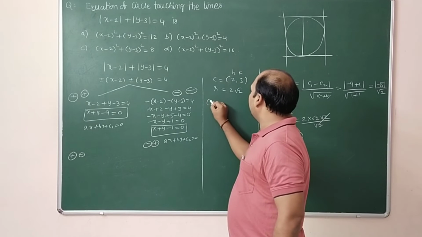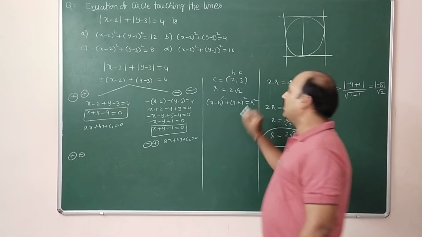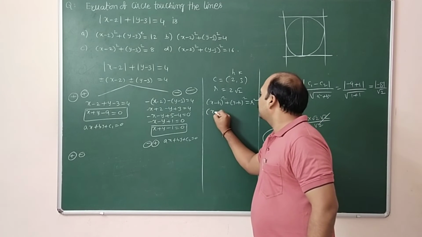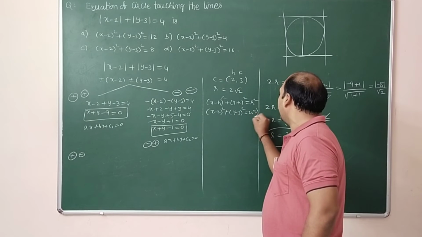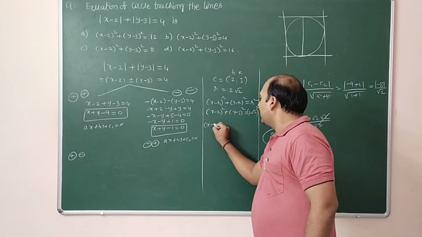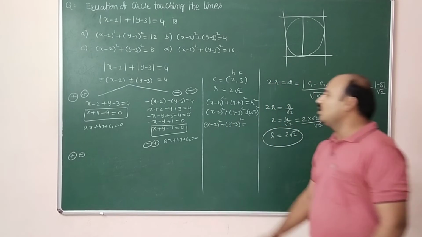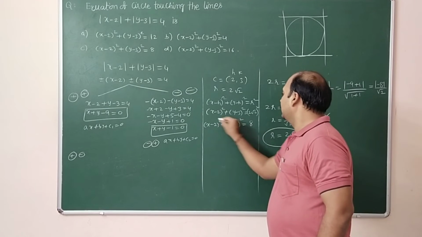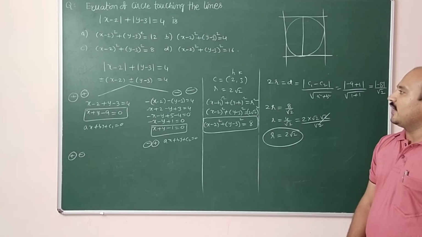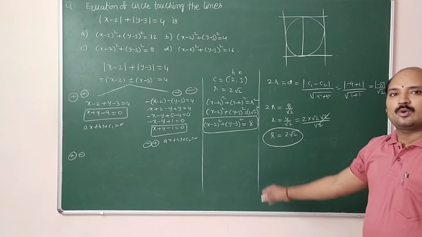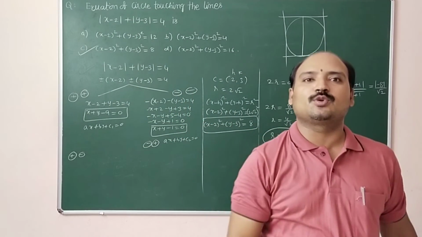Center h comma k: x minus h whole square plus y minus k whole square equal to r square. So x minus 2 whole square plus y minus 3 whole square equal to 2 root 2 whole square, which is 4 into 2, that is 8. So x minus 2 whole square plus y minus 3 whole square equal to 8, which is there in the third option. We will move to the next question now.